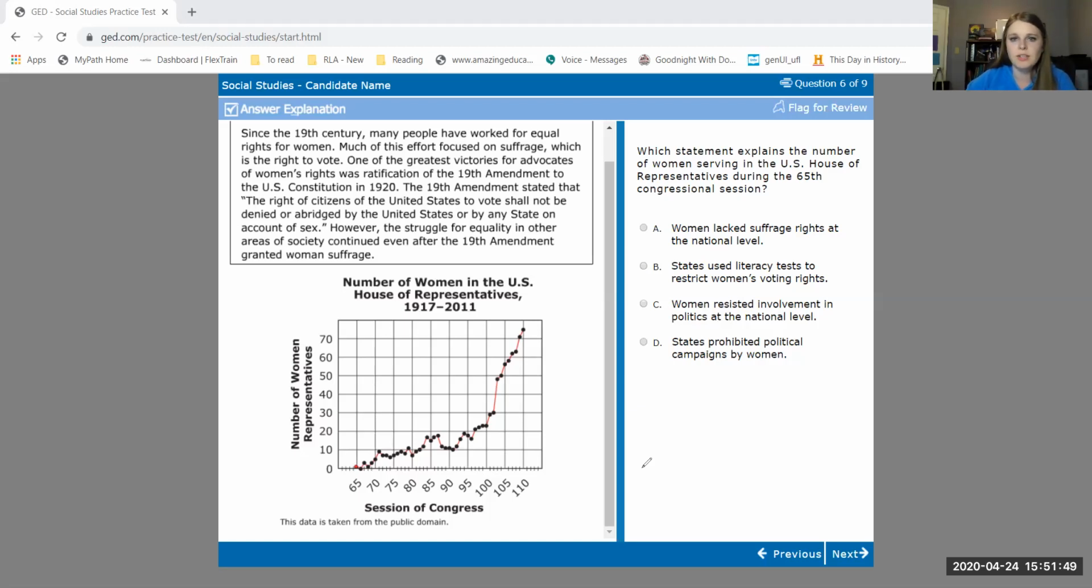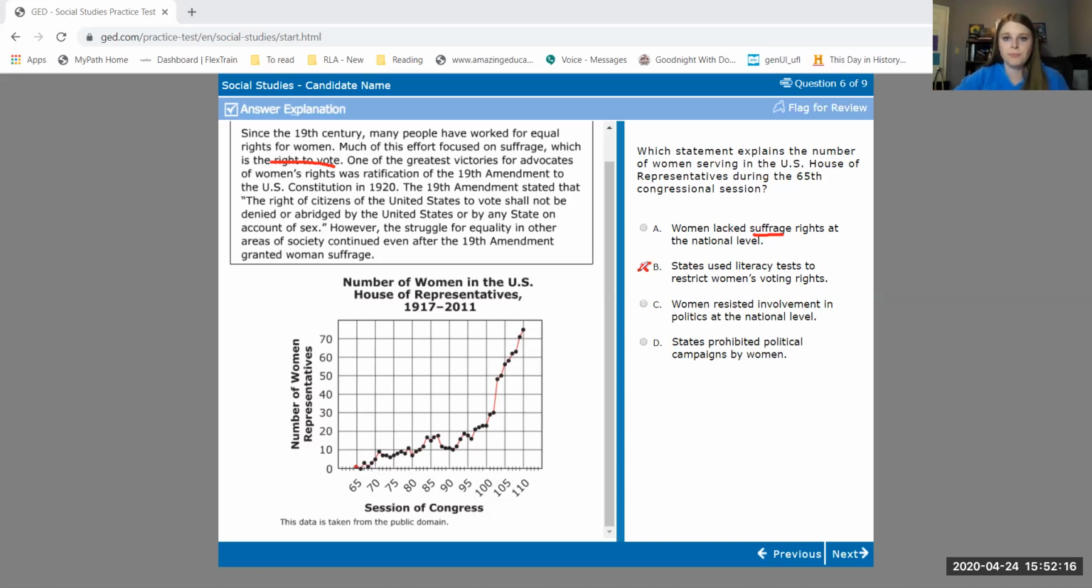So let's read our answers. A, women lacked suffrage rights at the national level. Well, remember, we said suffrage means voting, the right to vote. And that's true. They did not have the right to vote early on in our government. Letter B, states use literacy tests to restrict women's voting rights. I don't know if that's true because that's not in the reading. Literacy tests, there's no mention of that.